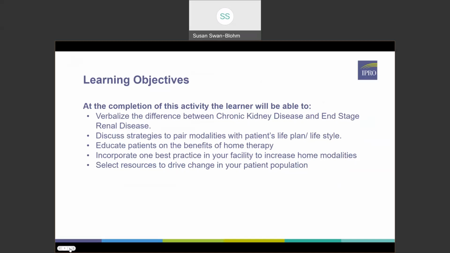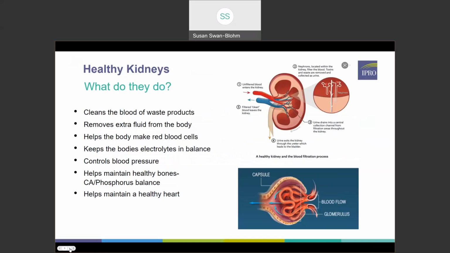Select and incorporate at least one proven best practice into your facility to increase home modality use, and select resources to drive change in your patient population. Let's start with the basics. How do normal kidneys work?